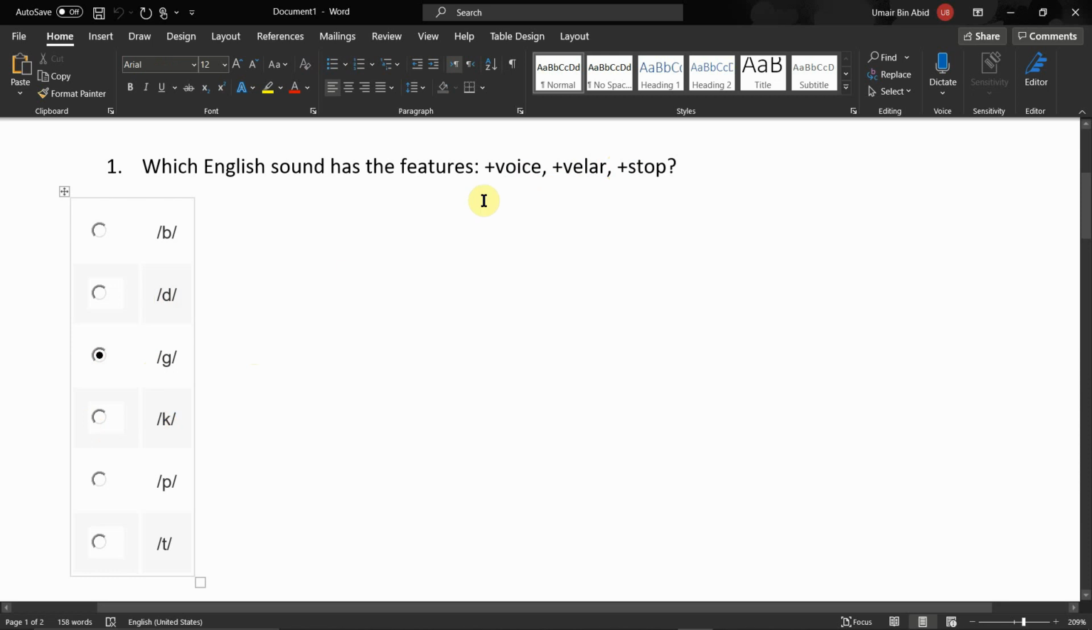k is a voiceless velar and stop, so it's minus voice, plus velar. As far as p is concerned, it is minus voice, voiceless, and it's a bilabial, but it's also a stop. So only this is the sound which meets all these three criteria. The t sound is alveolar, voiceless, and stop.